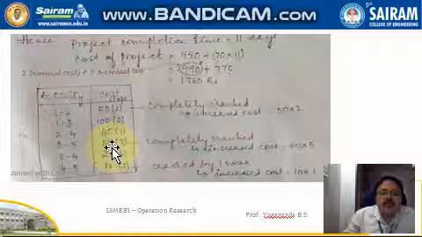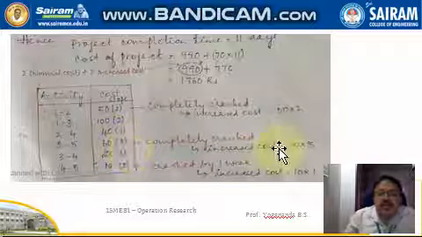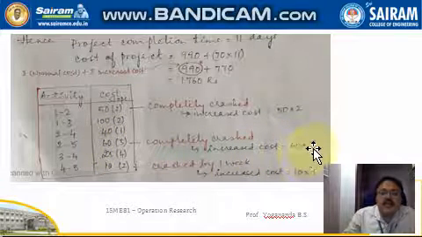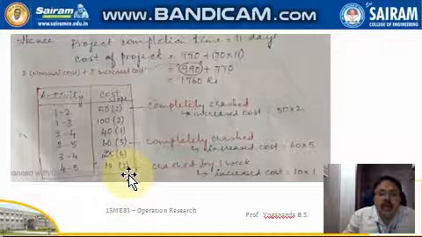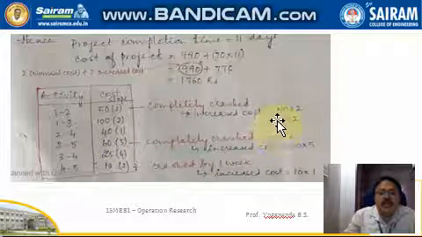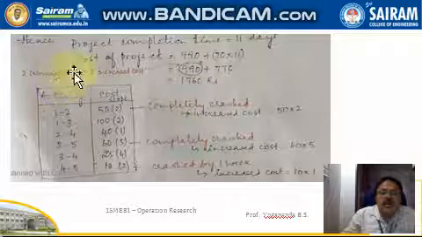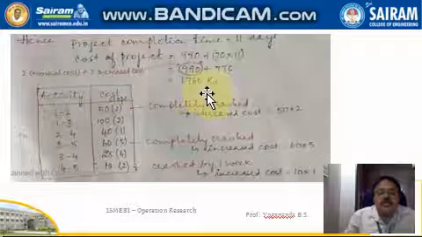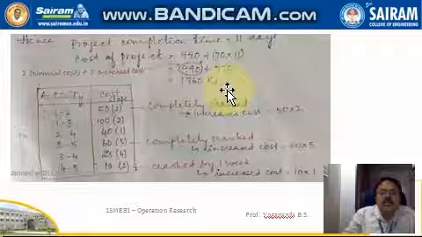So for 1 day, it is 60 rupees. So 60 into 5. So the increased cost is now 60 into 5. Here 2 days are allowed, but I have reduced only for 1 day, so it is 10 into 1. So the summation of these three plus the summation of the normal cost, it comes to 1760 rupees.